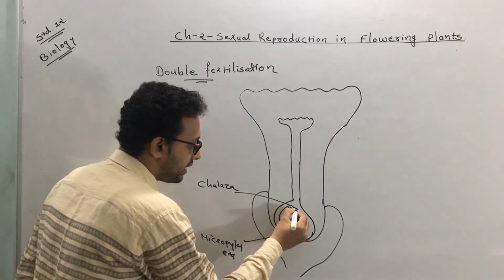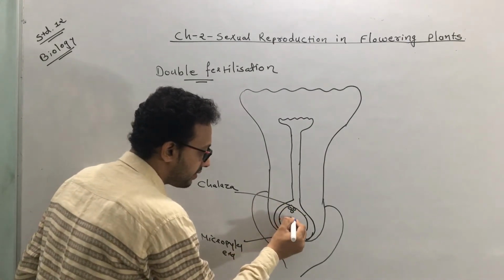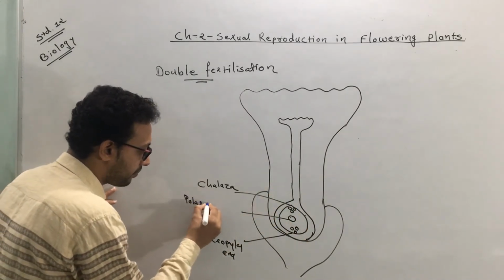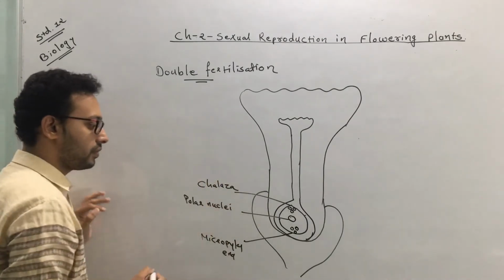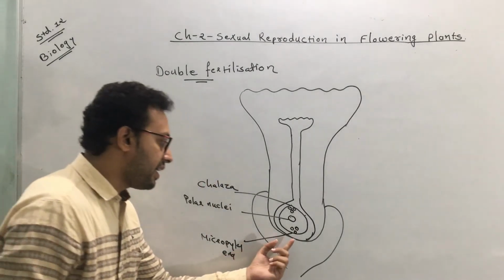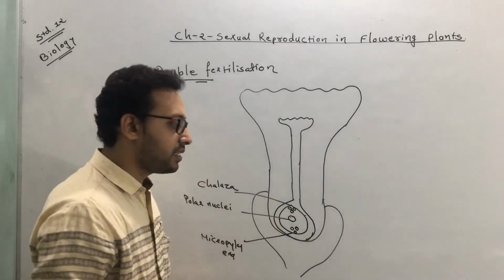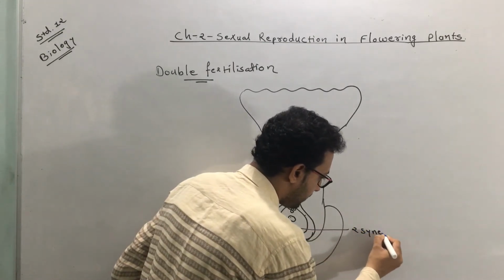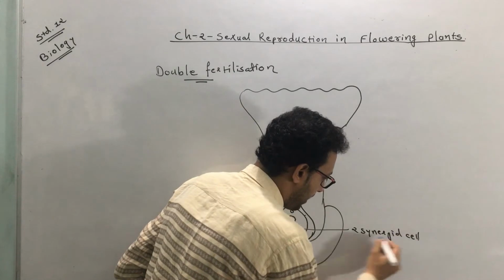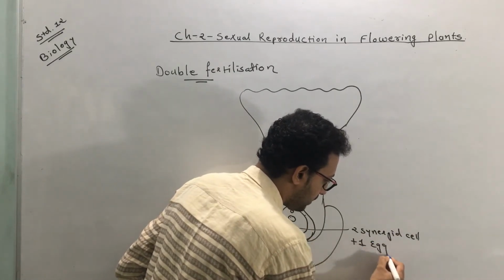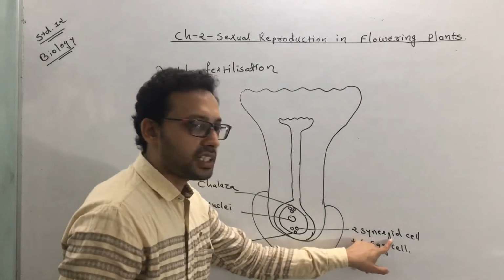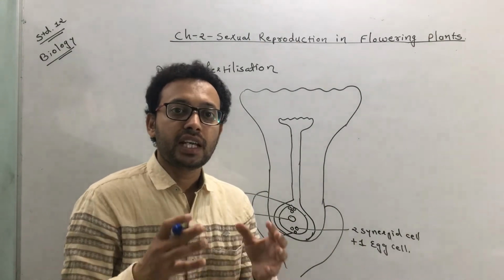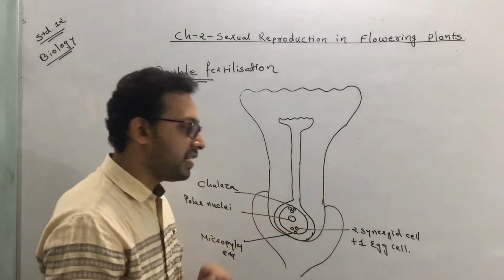This chalazal end contains 3 cells, and this is the center, what we call the polar nuclei. Now you know that the micropylar end contains 3 cells. Which are the 3 cells? It contains 2 synergid cells and 1 egg cell. We have already discussed it. 2 synergid cells, and this is very important, and 1 egg cell combine together to form the egg apparatus that is present at the micropylar end.